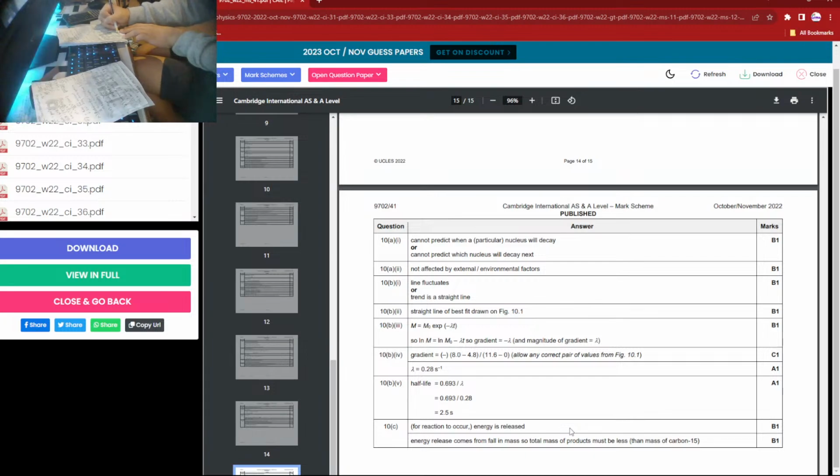Energy released E equals mc squared, therefore less than carbon-15. Okay, 2.5 seconds. We got that correct. 2.8, 2.75. Yeah, we got that correct too, without drawing a best fit line. But yeah, you need to draw the best fit line in the exam. M naught is equal to exp negative lambda t. Okay, that's correct.